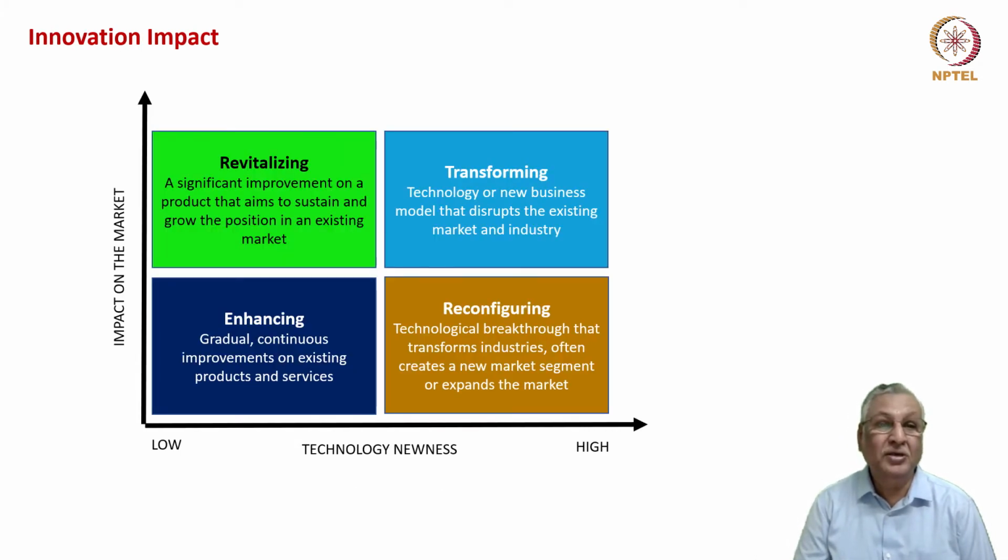How does innovation impact an economy? There are two dimensions to that. One, technology itself can be new, and that newness can be low or very high. Impact on the market could be again low or high. Suppose the technology we are developing is not of such radical dimension, but is merely one of incrementalism enhancing nature, and the impact of the market correspondingly is not very high. We can say that the innovation impact is one of enhancing variety. That is, there will be gradual continuous improvement on existing products and services.